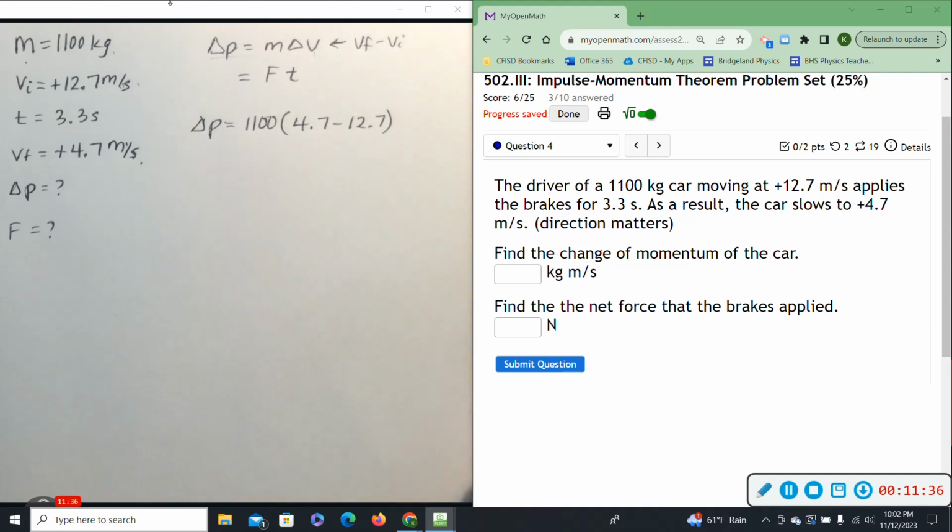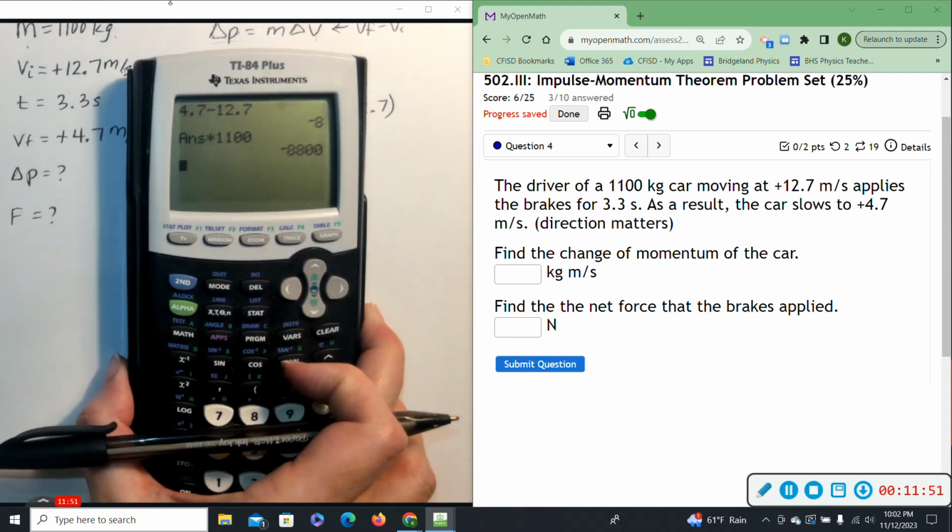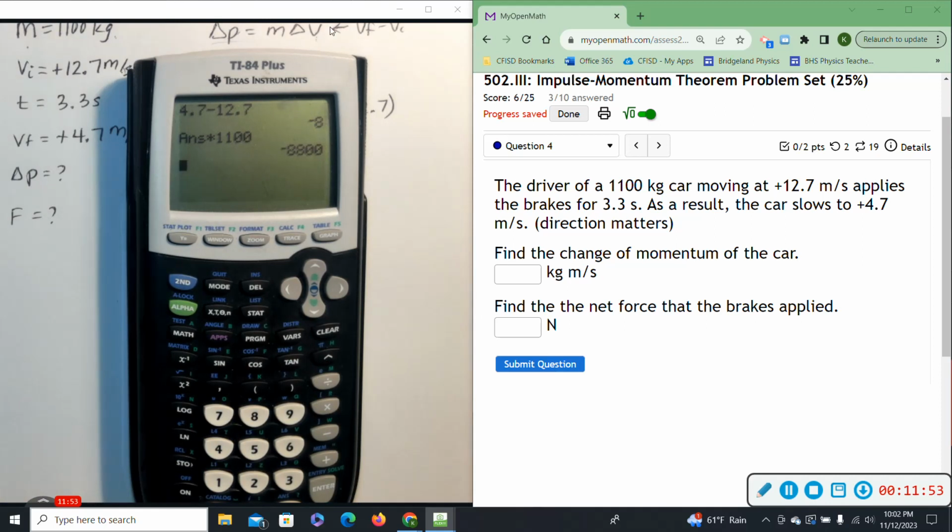Okay, so let's go ahead and do that subtraction, 4.7 minus 12.7. Our change in velocity is negative 8, and we're going to multiply that by 1100. And that gives us a change in momentum of negative 8800. So let's go ahead and put that in here. And that's what it means by direction matters. You do have to pay attention to that sign when you're finding the change in velocity.